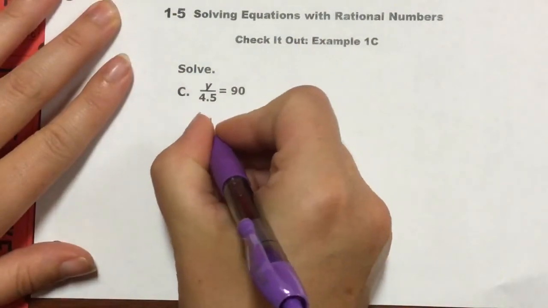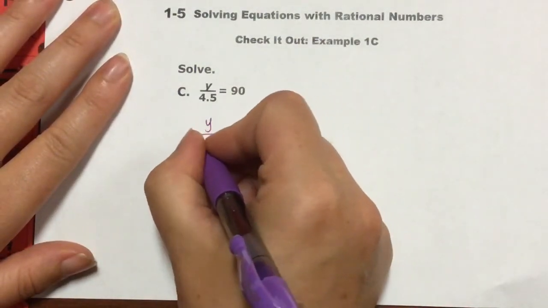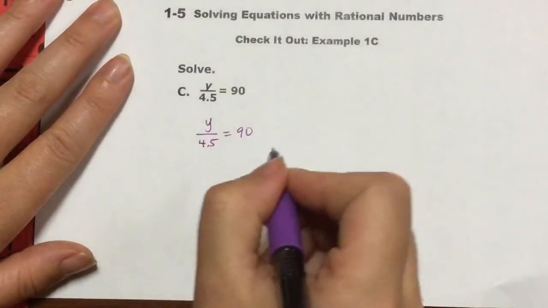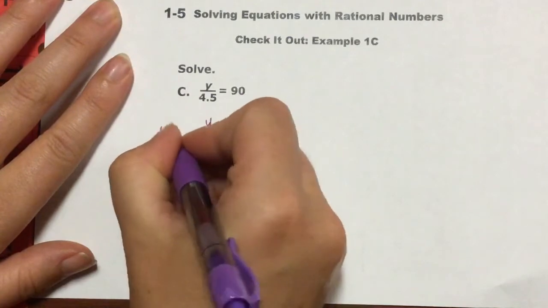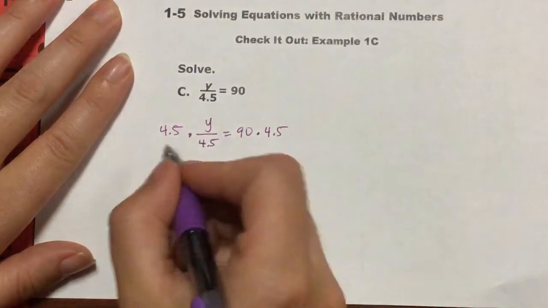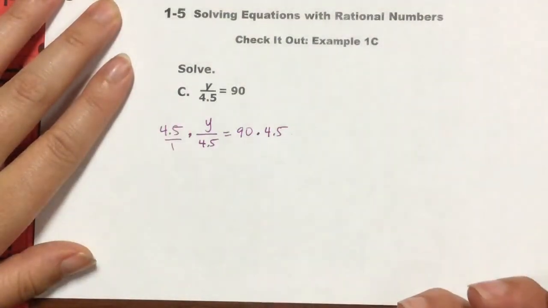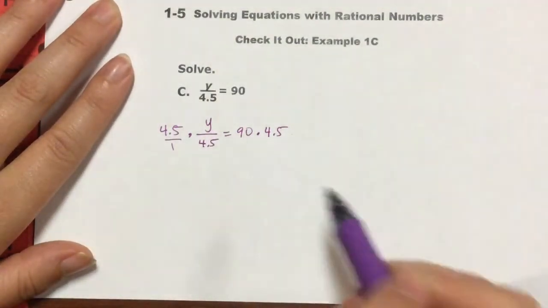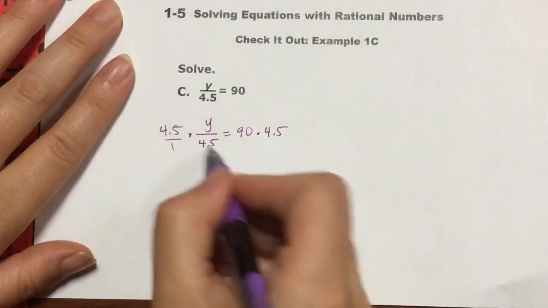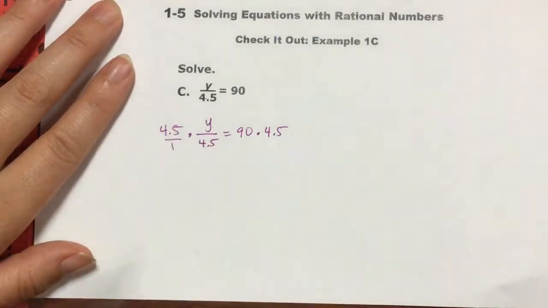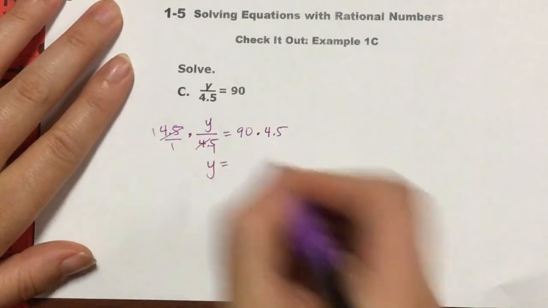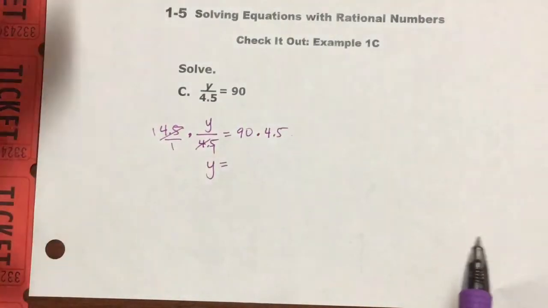You are right. So I'm just going to rewrite this. Y divided by 4.5 equals 90. So the inverse operation of division is multiplication. I'm going to multiply both sides by 4.5. What happens here, I can go 4.5 over 1. And I'm multiplying. Remember, whenever I'm multiplying fractions, I first look to cross cancel. So 4.5 goes into both 4.5 and 4.5 one time and one time. And 1 times y is just y. So there we go. We isolated y, and y is by itself.